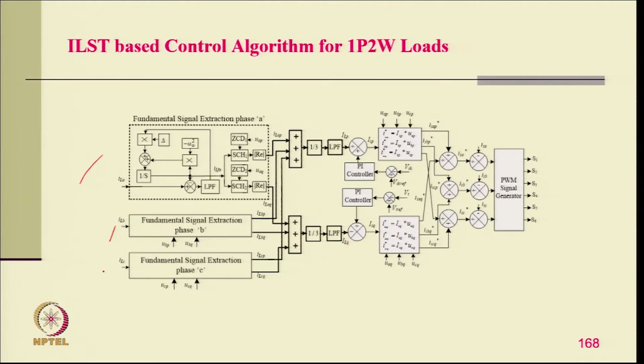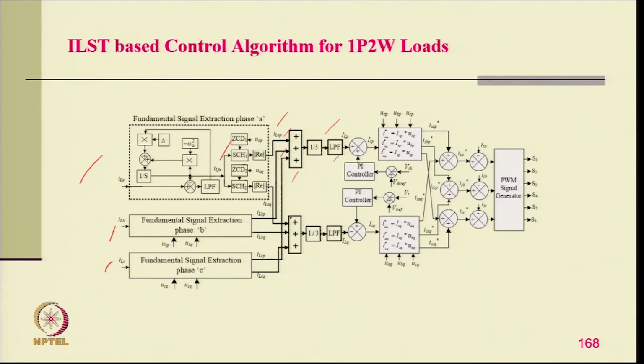So, we sense the load current and extract the fundamental component of the load current of all 3 phases. Then, using the sample and hold and zero crossing detector, we are able to get the amplitude of the fundamental active component of current, and that we get for all 3 phases. So, we take the average and pass it through a low pass filter to avoid noise. This is the active component of load current.